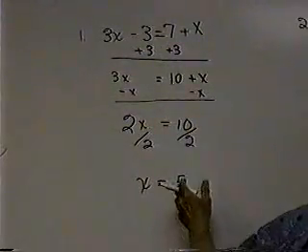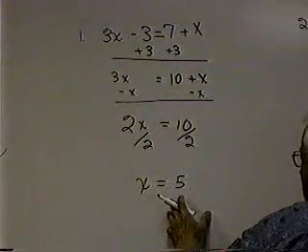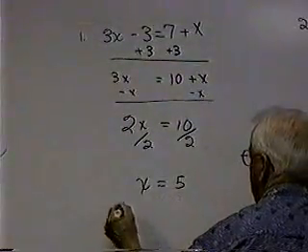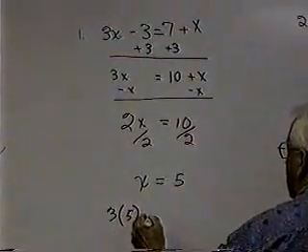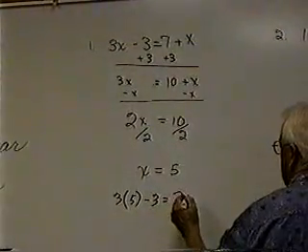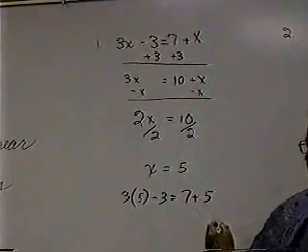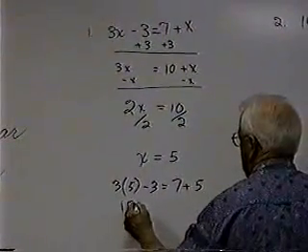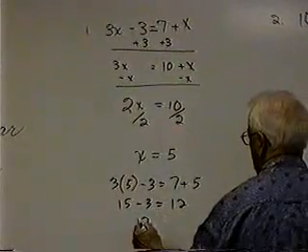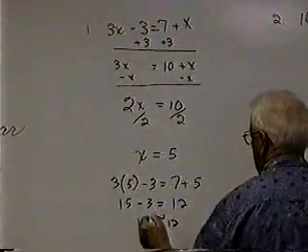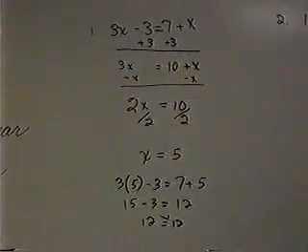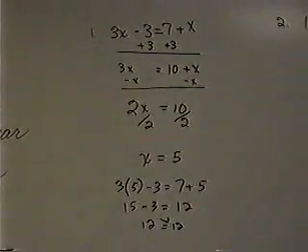All right, now, once you get an answer, you should always check that answer to see if it works. So the original problem was 3 times x, well, x is 5, minus 3 is equal to 7 plus x. X is 5. This is 15 minus 3 is equal to 12, and so it does check. So we did it correctly. All right, let's go to the next example.